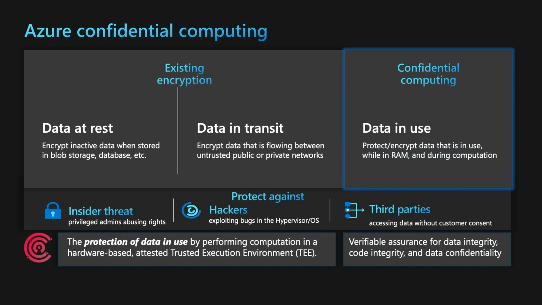If you're not familiar with what confidential computing is, it is the latest in integration and security of your workload. Existing encryption helps you protect data when it's at rest, in storage, and in transit. What confidential computing aims to do is protect that last leg of data, when it's in use. And protecting data in use protects you from insider threats, hackers, and third parties.